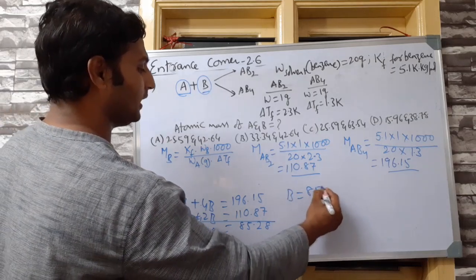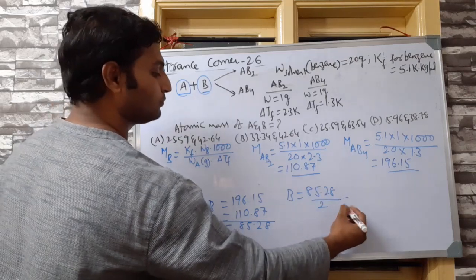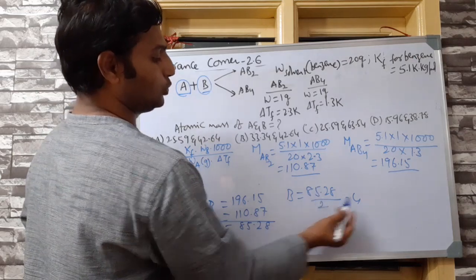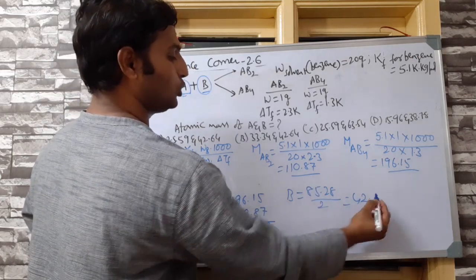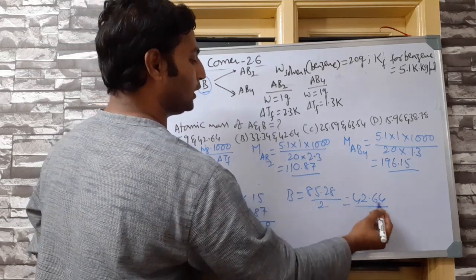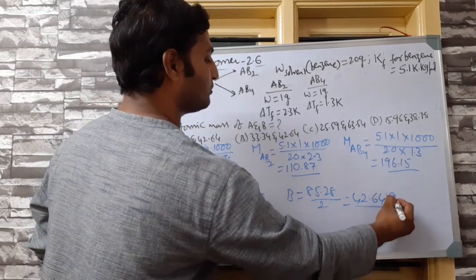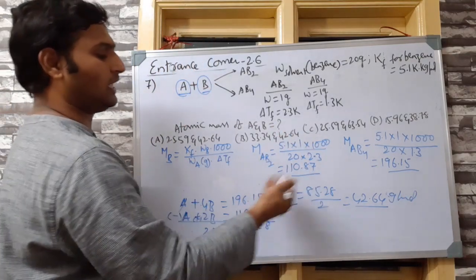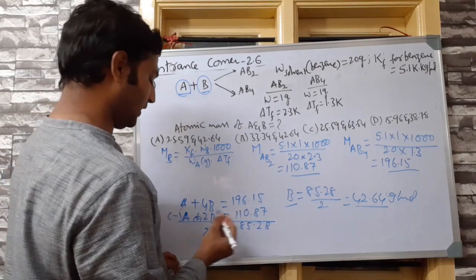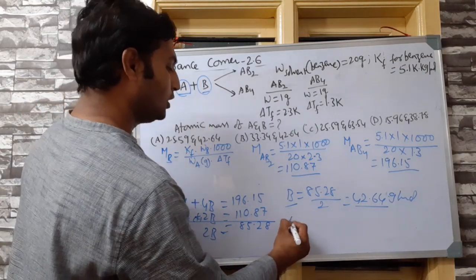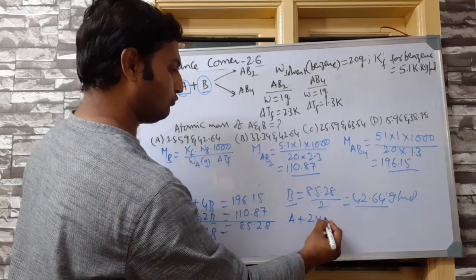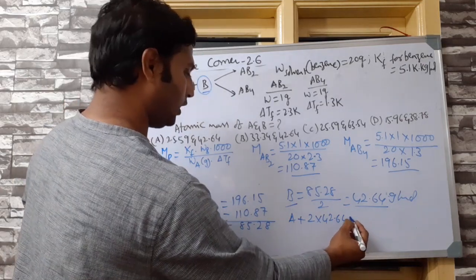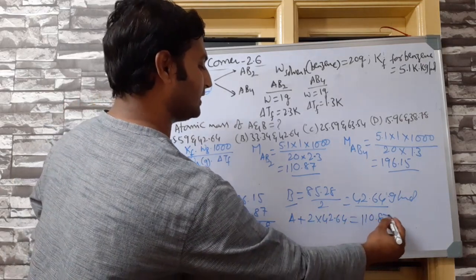So B comes out to be 85.28 by 2. 2 4s are 8, then 2 2s are 4, 2 6s are 12, 2 4s are 8. So 42.64 grams per mole will be the atomic mass of B. Now using any one equation you can calculate atomic mass of A and check what answer you will get. So I'll use equation 2. So A plus 2 into 42.64, which we already got as 85.28, is equal to 110.87, right?